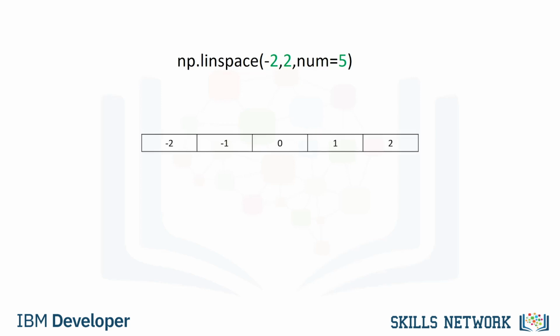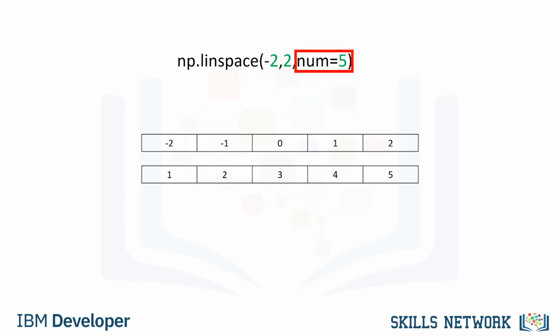Linspace returns evenly spaced numbers over a specified interval. We specify the starting point of the sequence and the ending point of the sequence. The parameter num indicates the number of samples to generate. In this case, 5. The space between samples is 1.